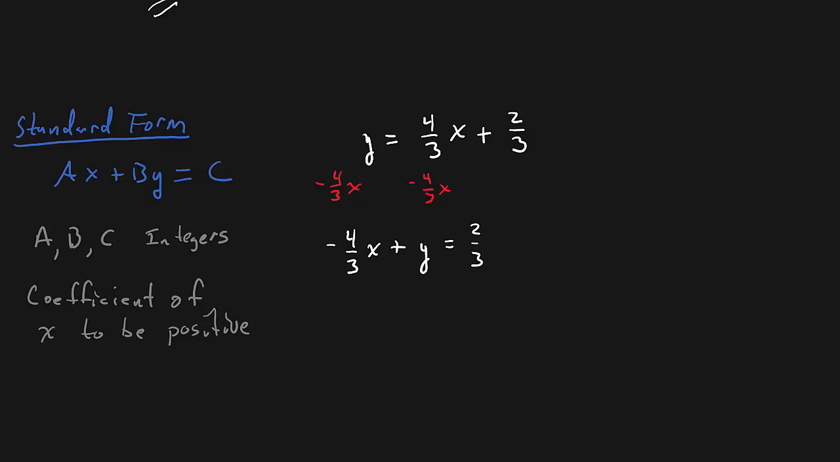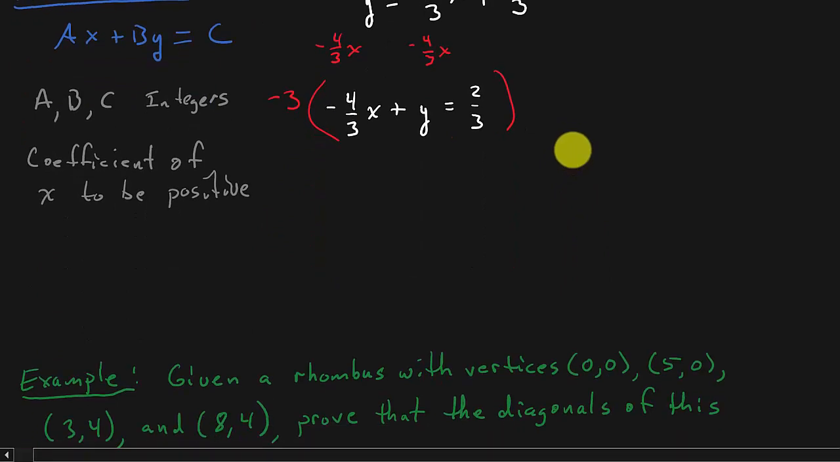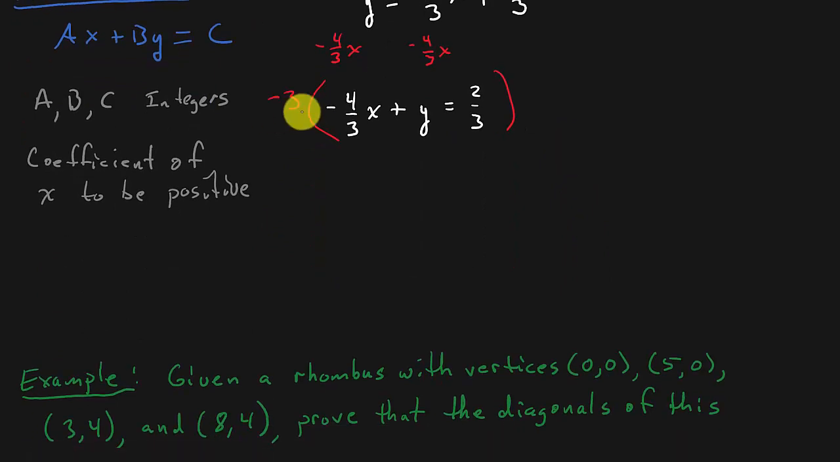So we've got to get rid of the fractions. Well, we know how to do that. To get rid of the fractions, I just multiply everything through by the common denominator, and that's going to get rid of the fractions. But it's also going to leave a negative in front of x, and we want that to be positive. So instead of multiplying by 3, I'm going to multiply by negative 3, because we know a negative times a negative is going to give us a positive.